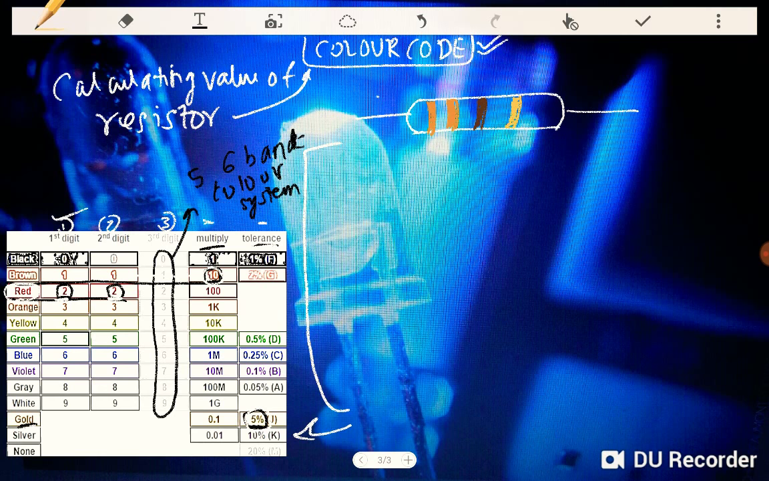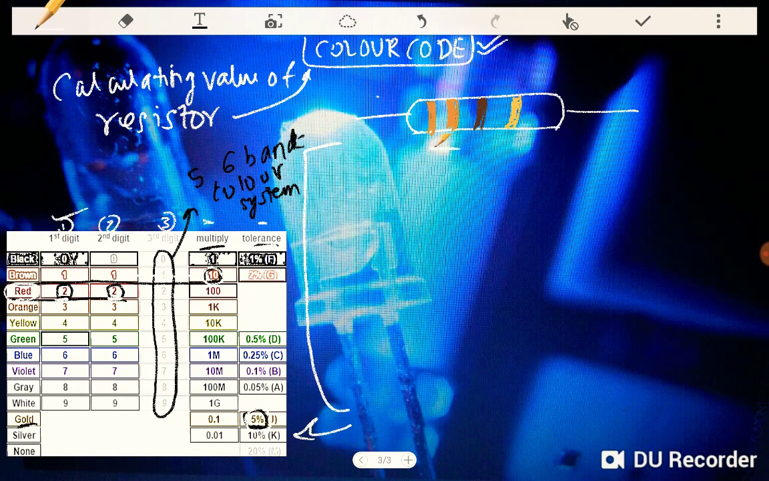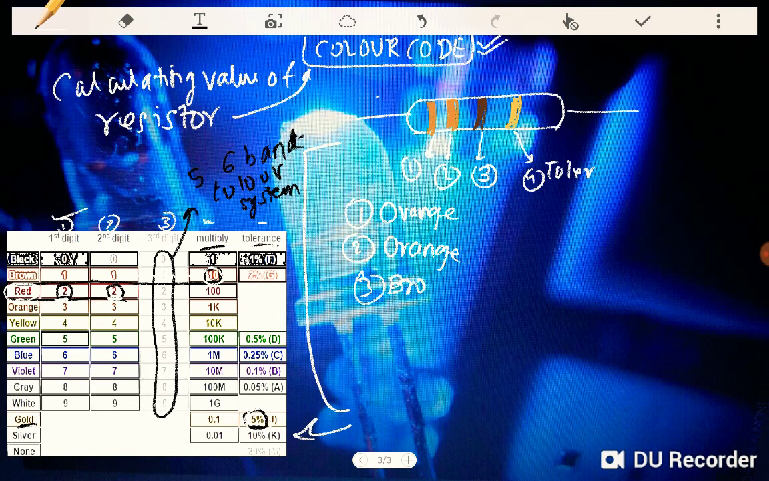Alright, so what did I tell you in the first example? I told you this is the first digit, this is the second digit, this tells us about the multiplier, and this tells us about the tolerance. That's correct. You still remember it. That's good. The first band is orange, the second is orange again, the third is brown, and the fourth is golden again.